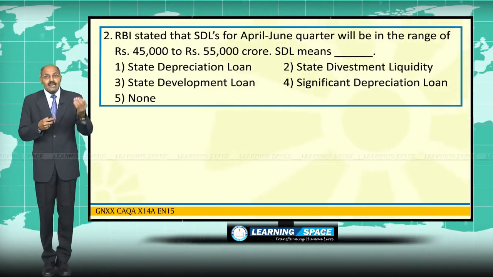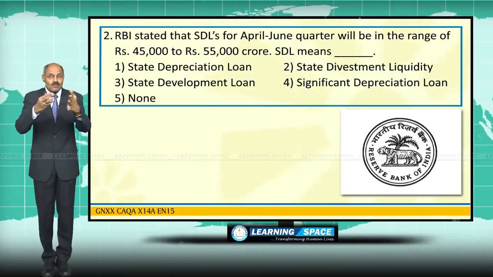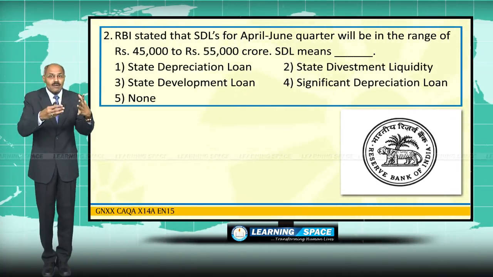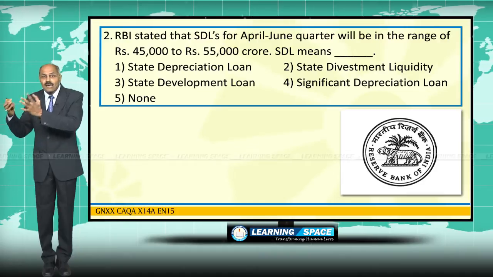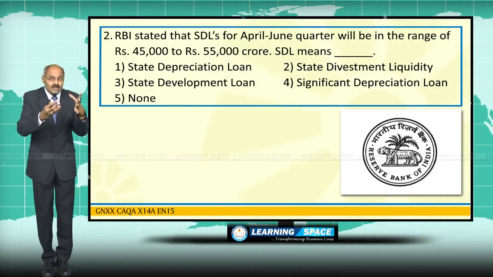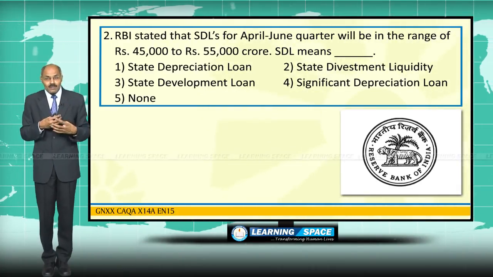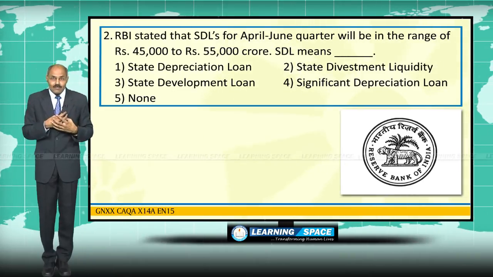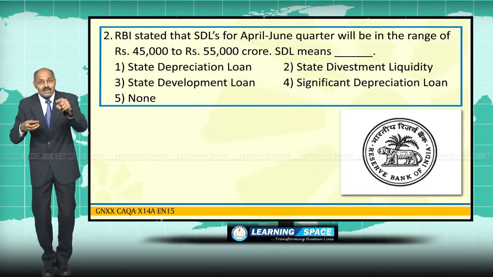RBI stated that SDLs for April-June quarter will be in the range of rupees 45,000 to rupees 55,000 crore. What is SDL? SDL is a state development loan. Both the central government as well as the state governments borrow money from the market. When central governments borrow money from the market, that is through issue of treasury bills or dated securities. Treasury bills or dated securities are popularly known as G-Secs. The maximum period for government dated security when central government is borrowing from market is 30 years.